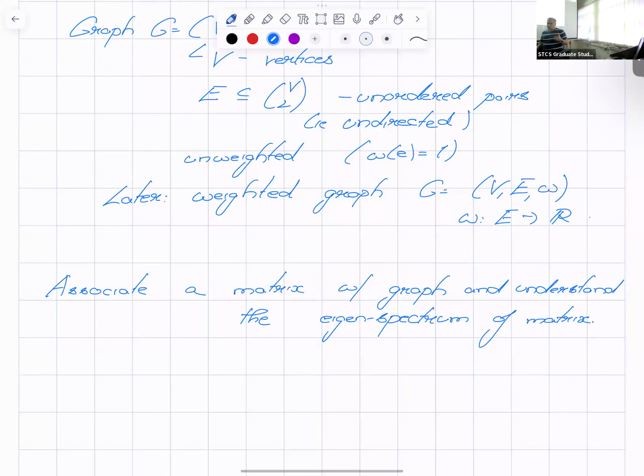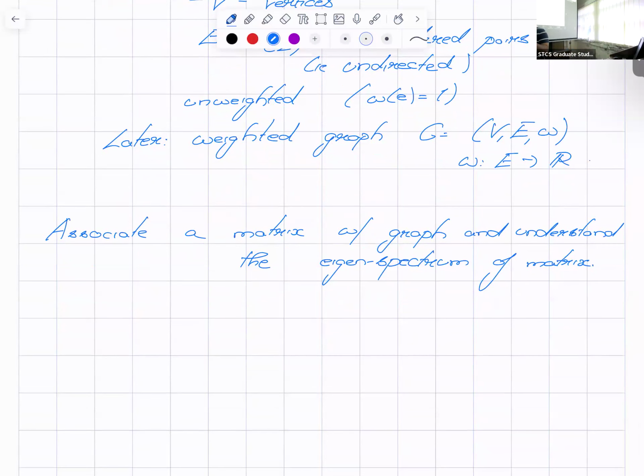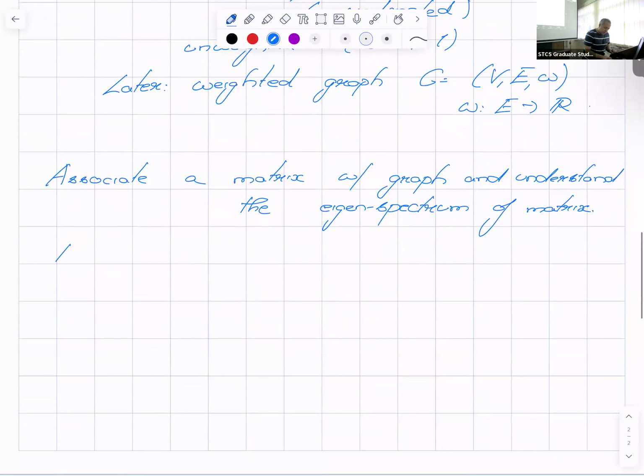Now, which matrix? What's the matrix we're going to associate with the graph? The most natural notion, at least from a computer science point of view, will be what's called the adjacency matrix of the graph. You'll soon see that that's not the matrix we'll actually be working with most of the time. But there will actually be 3 matrices we'll be considering, all of them related to each other, matrices associated with the graph.